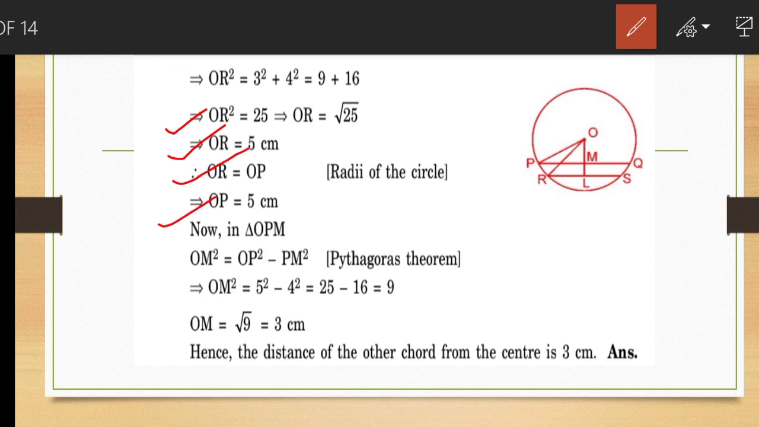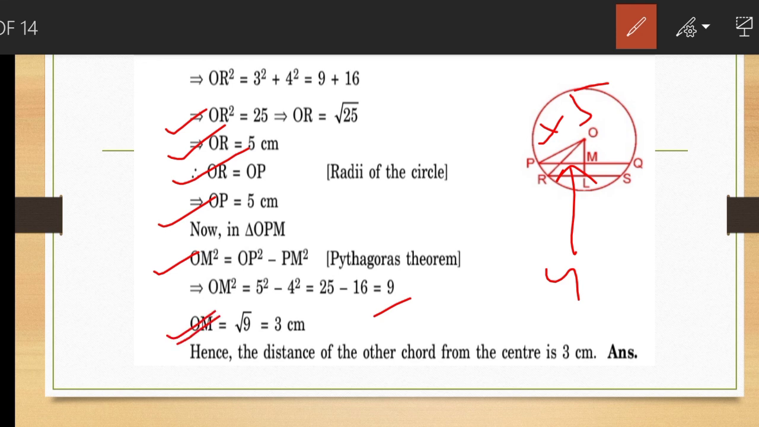Now we will consider OPM, where OP is 5 centimeter and PM is 4 centimeter. By using Pythagoras theorem, we can easily find OM. So we can write OM square is equal to OP square minus PM square. So OM square is equal to 5 square minus 4 square, that is 9.